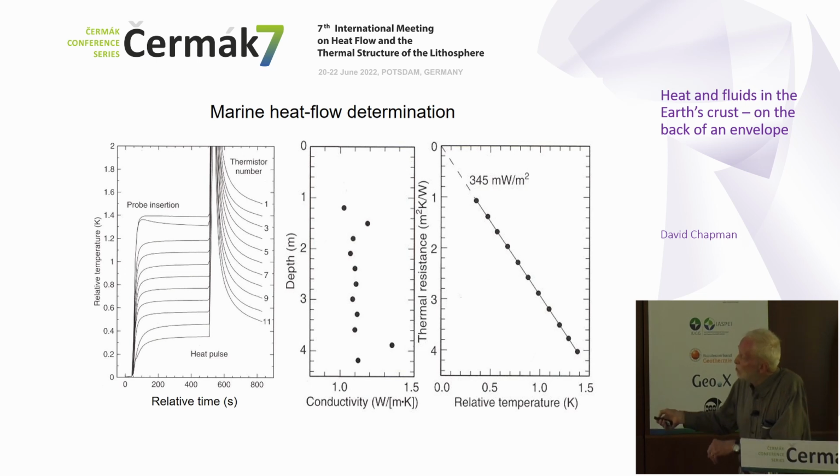So the probe goes into the seafloor. All the different thermistors warm up, and you get a temperature. Then you fire a heat pulse, and as the heat pulse decays, you get thermal conductivity from the decay. So that gives you a conductivity versus depth. Put them together in a Bullard plot of thermal resistance versus temperature, and the slope gives you heat flow in milliwatts per square meter. Beautiful. Not my work, still beautiful.